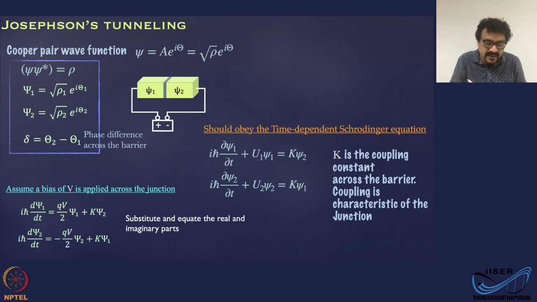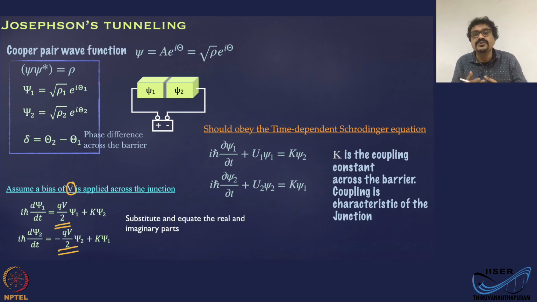Now, when you apply bias V, here we are considering a symmetric bias. So half of that is on the right side, half of that is on the left side. Here is the energy. This is up, this is down, and 0 is in the middle. So U1 is QV by 2 and U2 is minus QV by 2, where Q is the charge.